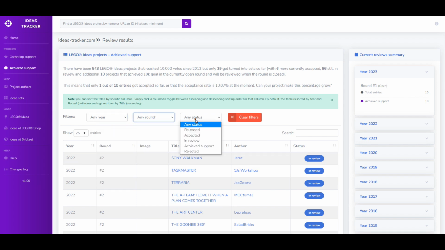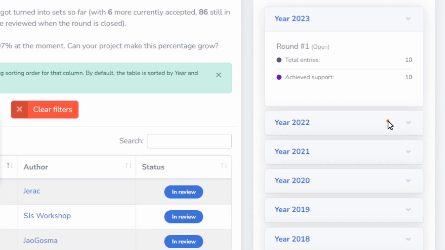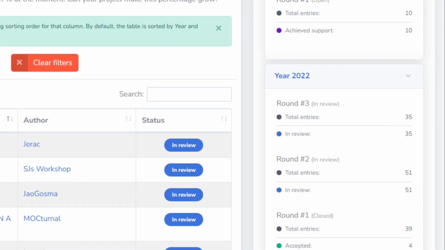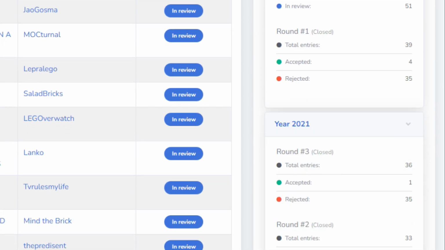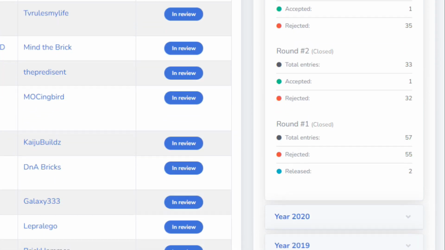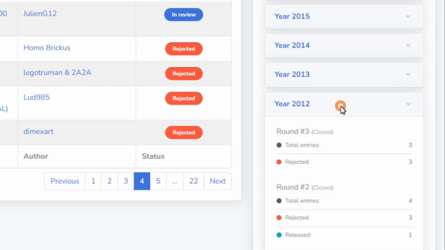There are usually 3 LEGO Ideas review rounds per year and you can check the status of each of them here. The 3 most recent rounds still have no results published, and for previous years I was able to dig up data going back as far as mid-2012, which is almost the beginning of the LEGO Ideas theme.